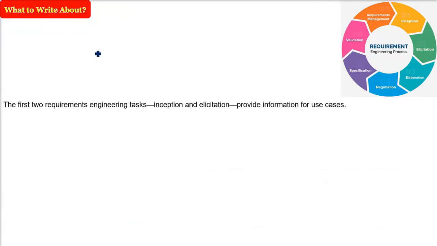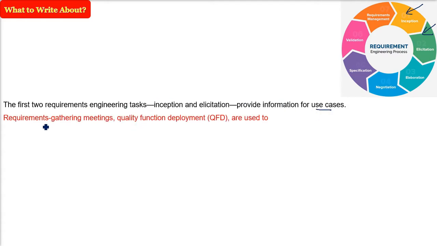Whenever you are writing a use case, if you remember the requirement engineering process, the first two requirement engineering tasks were inception and elicitation. These are the basis of use cases. So the inception task and the elicitation task will give you the information for making a use case. Along with this, there are other methods we discussed, that is, the requirements gathering meetings, and then quality function deployment, QFD. This can also be used.